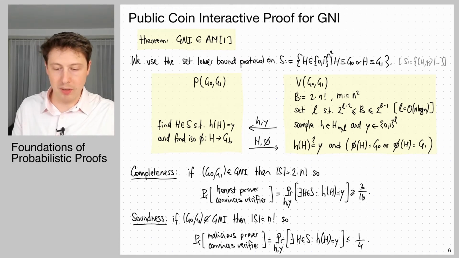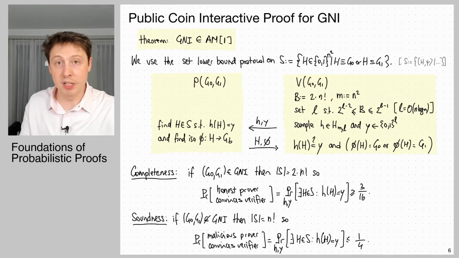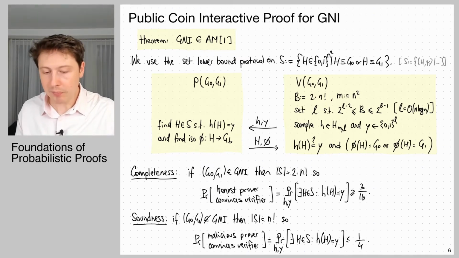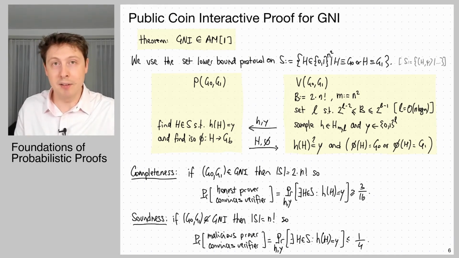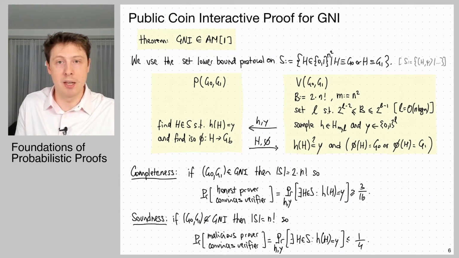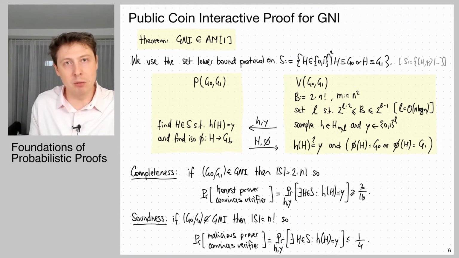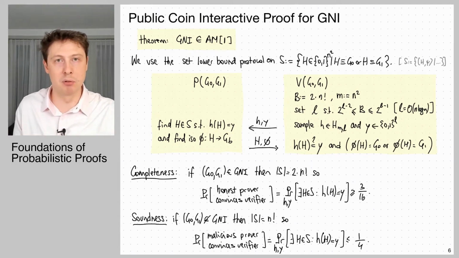The question was whether this is a great way to construct public coin interactive proofs for counting problems. The answer is yes. In fact, the general theorem that I stated at the beginning of lecture, that every private coin interactive proof can be turned into a public coin interactive proof, has at its heart precisely distilling some counting problem about which you can do a set lower bound protocol. And what is the counting problem that is always there in every interactive proof?